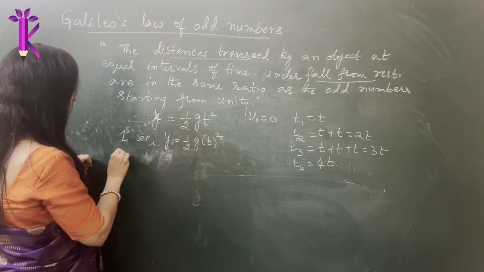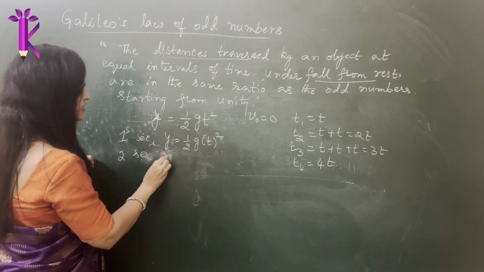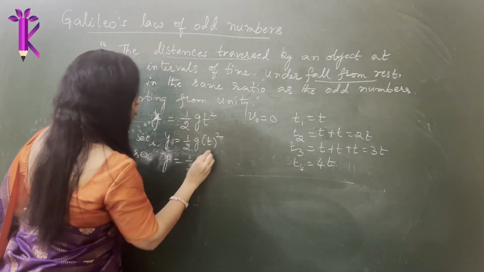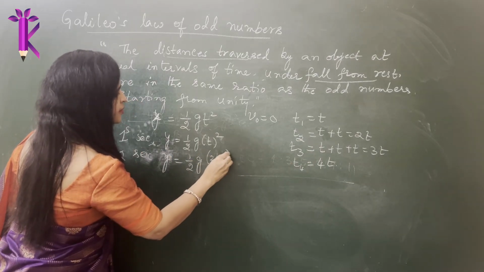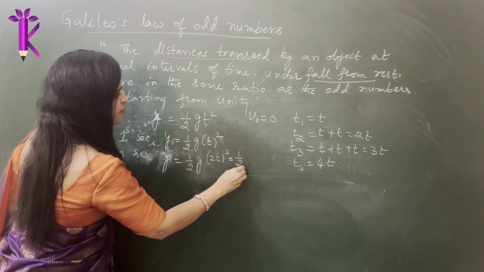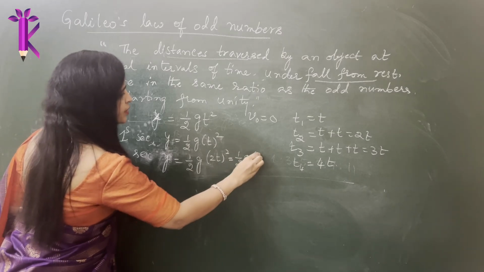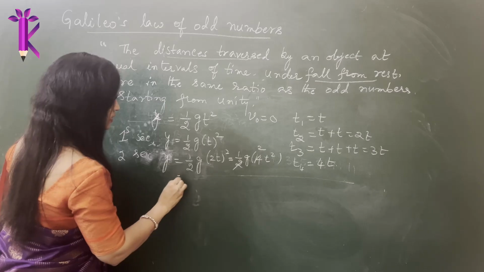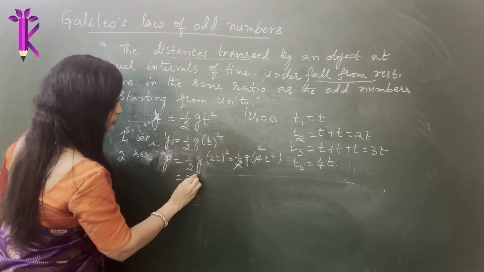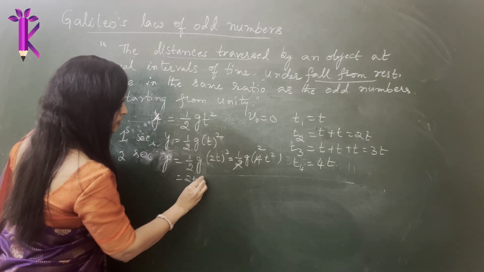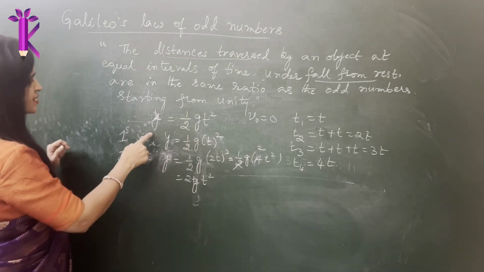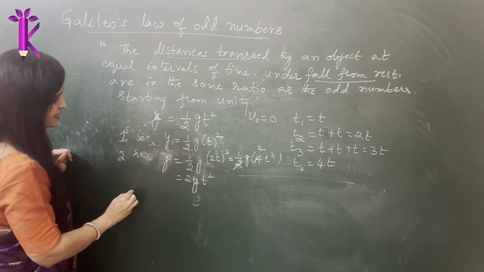During the second, what will happen? What is the value of t that you are going to substitute? You are going to substitute it as 2t. So this will be 2t the whole square, which is half into g into 4t square. 2 ones are 2, 2 twos are 4. So that is going to be 2gt square, right?